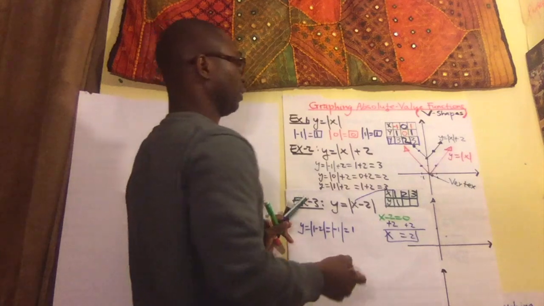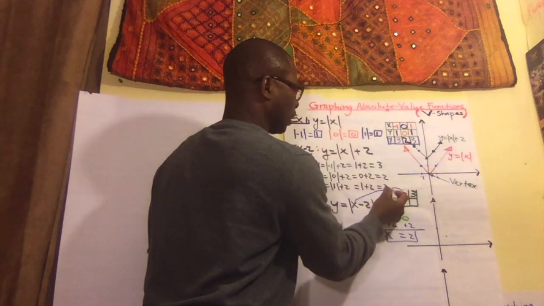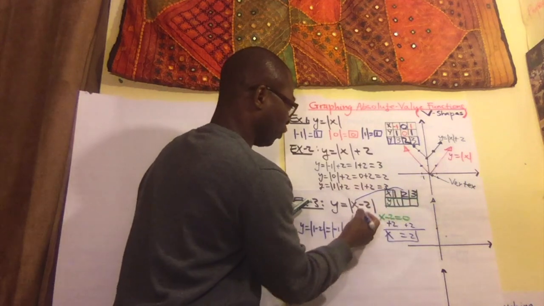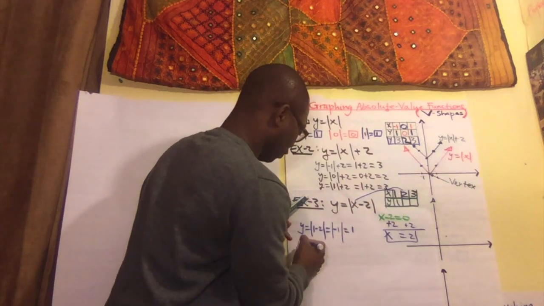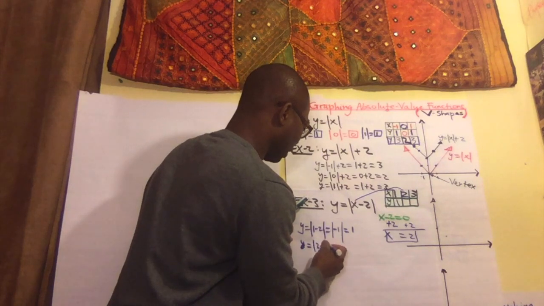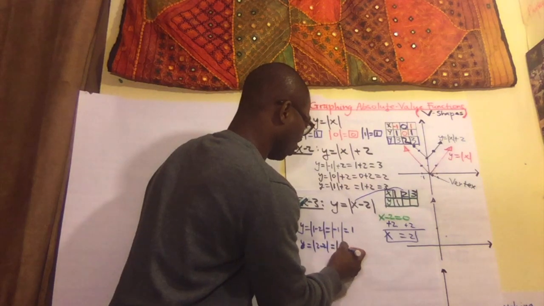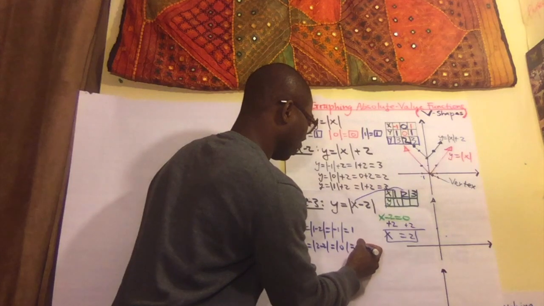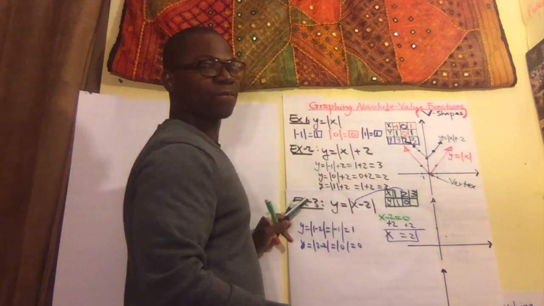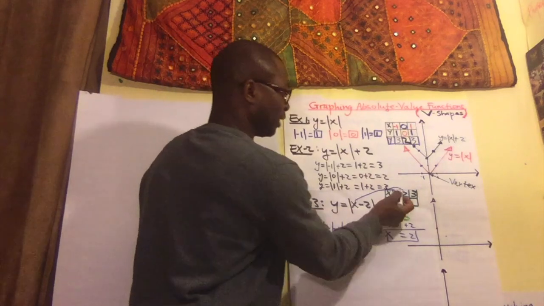Okay, let's plug in the value 2, just like we did before. Plug in 2 for x. If you plug in 2, we already know this, y equals the absolute value of 2 minus 2. 2 minus 2 is 0. Absolute value of 0 is 0. So when x is 2, y is 0.